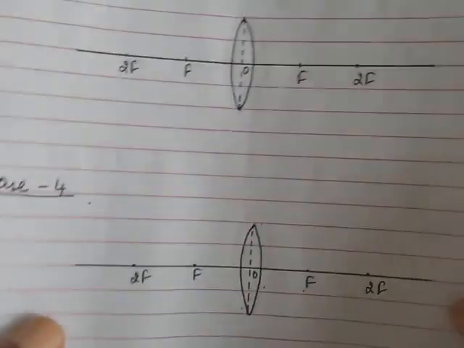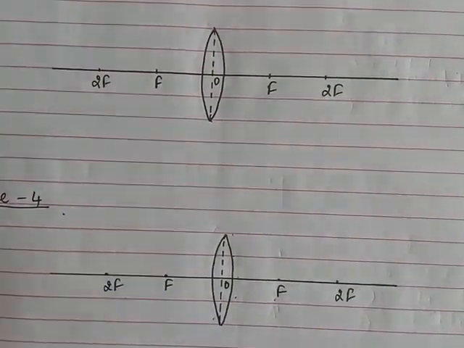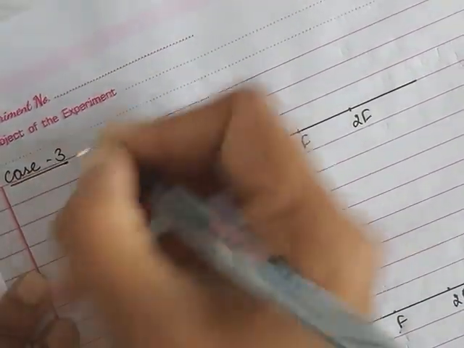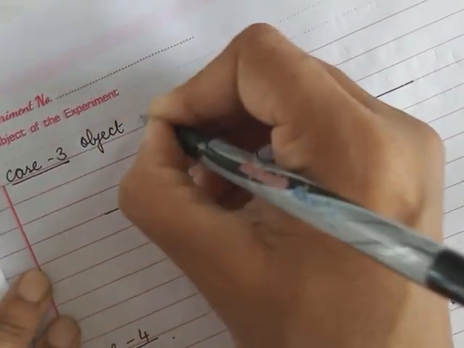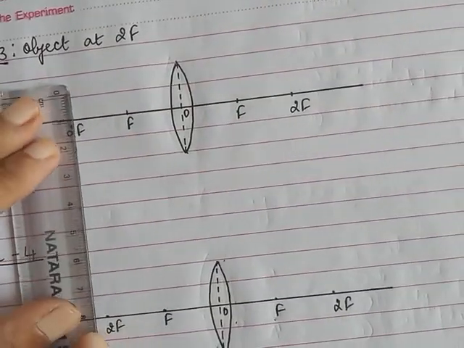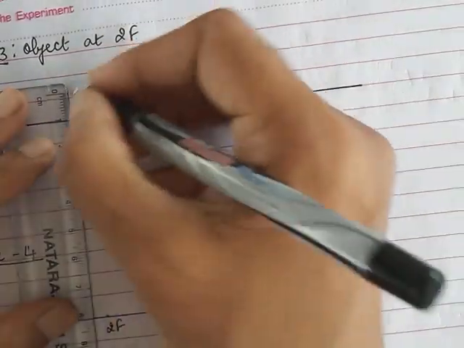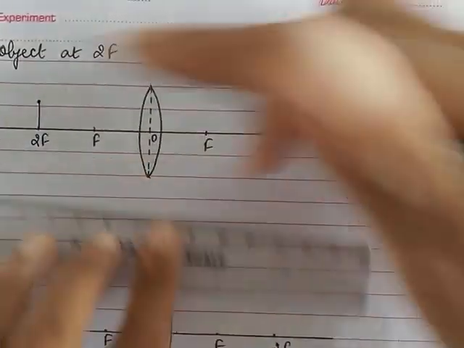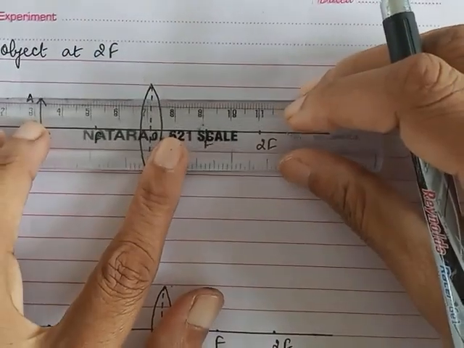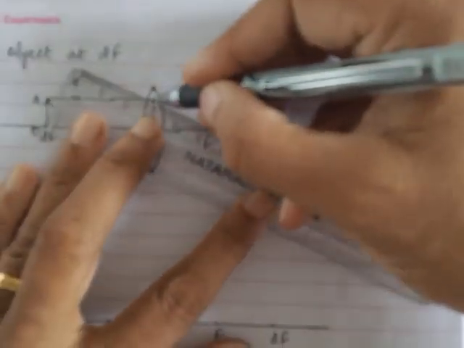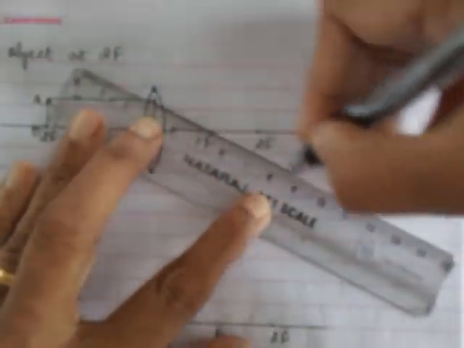Now quickly we have to draw. There are 4 more cases. Case 3, object at 2F. Take an object of 1 centimeter exactly at 2F. As usual, this is the object A and B. First ray parallel to the principal axis. After refraction, it passes through the principal focus.